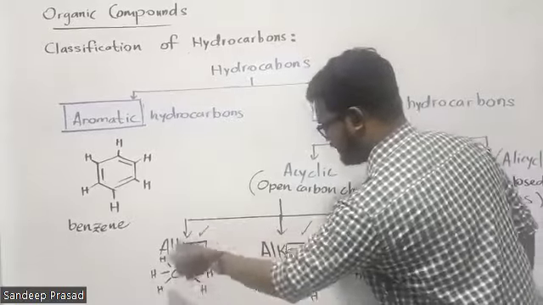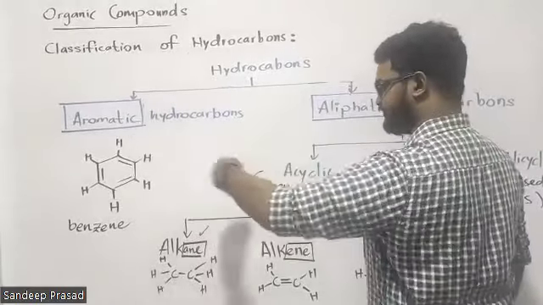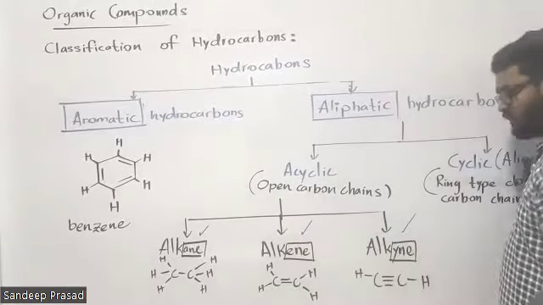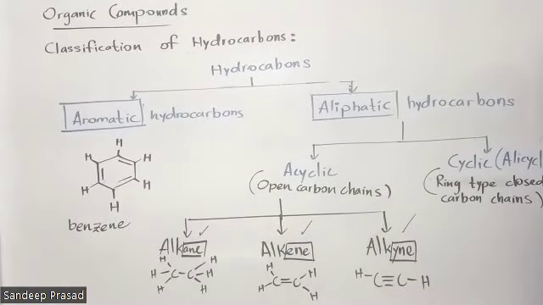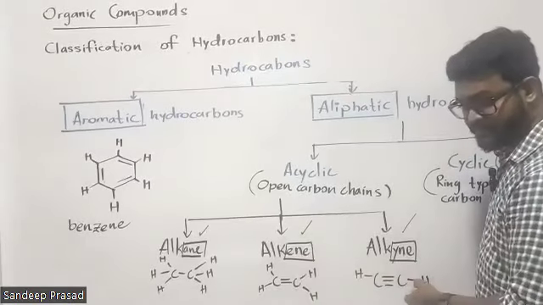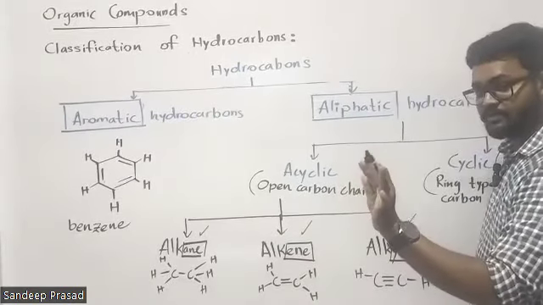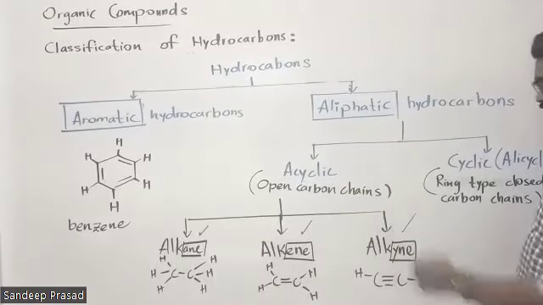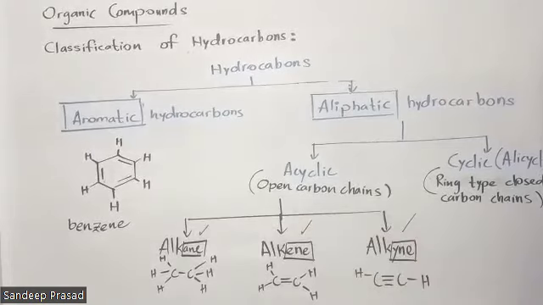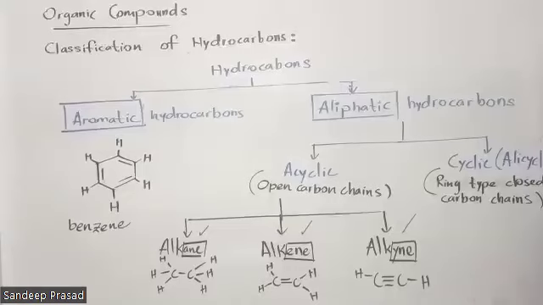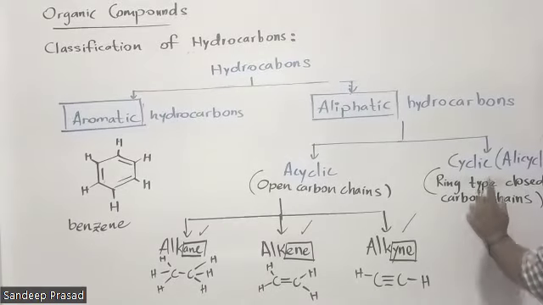Alkanes contain all single bonds. Alkenes have a double bond. Alkynes have a triple bond. The double bond and triple bond are between carbon-carbon atoms. Hydrogen cannot make a double bond or triple bond because hydrogen has only one electron. Therefore, double bonds and triple bonds are made by the carbon atoms. So these are the acyclic aliphatic hydrocarbons. Then what are the cyclic hydrocarbons?